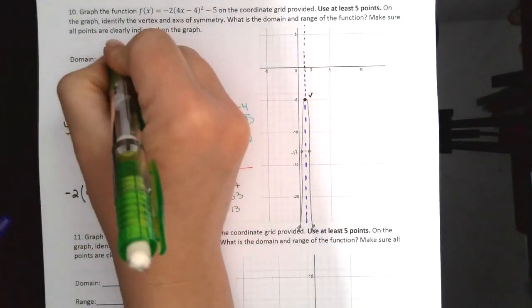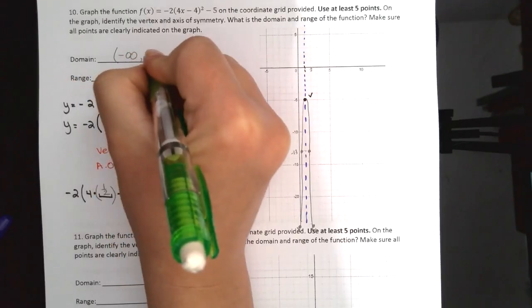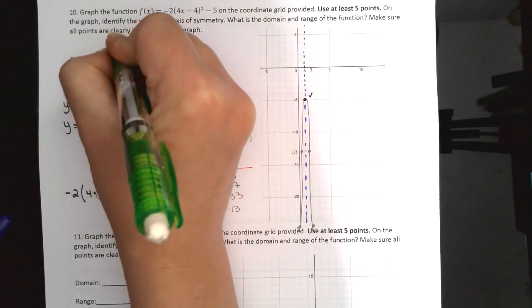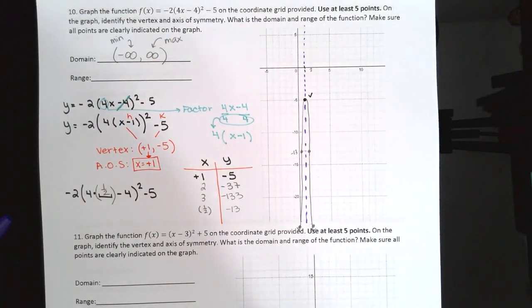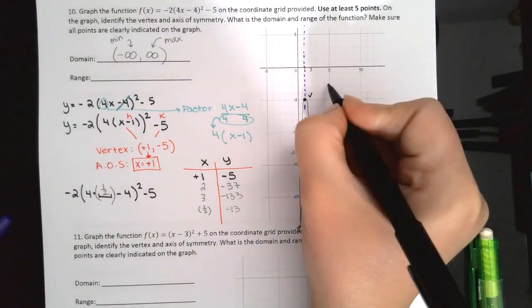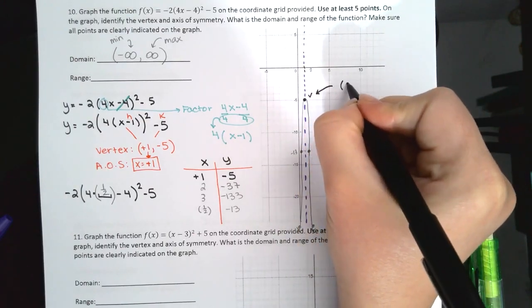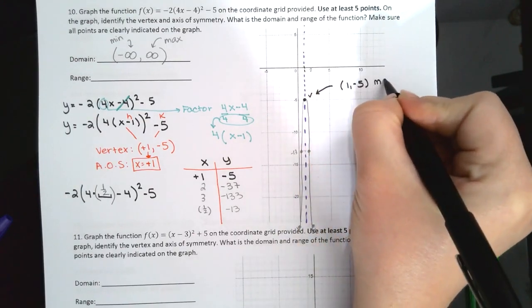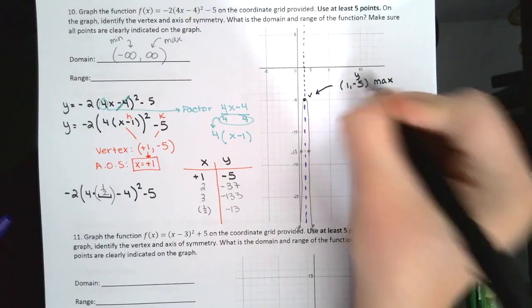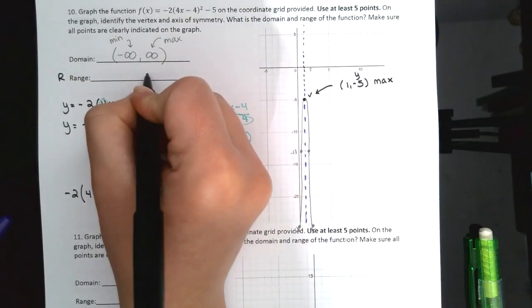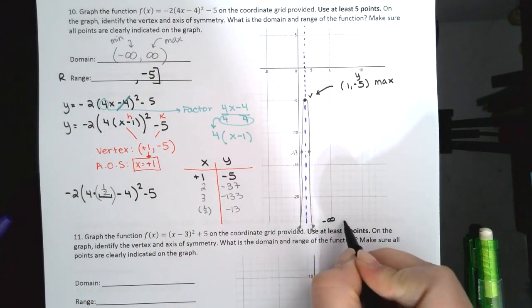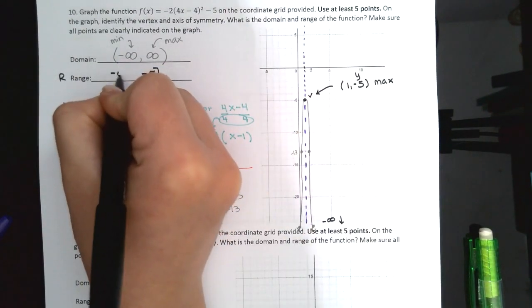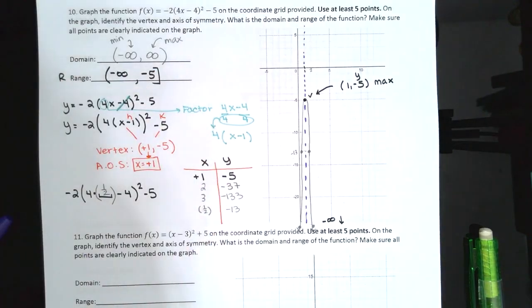For domain, again, never changing for a quadratic. Your minimum is -infinity, and your maximum is positive infinity, open parentheses. Next, we're taking a look at whether we have a minimum or a maximum for a vertex. Our vertex was 1, -5, and this was a maximum here. We're taking a look for the range on our y values. Our maximum was -5, brackets. That means we're going all the way down to -infinity on the y values here. Open parentheses on infinities, close parentheses on your y values.